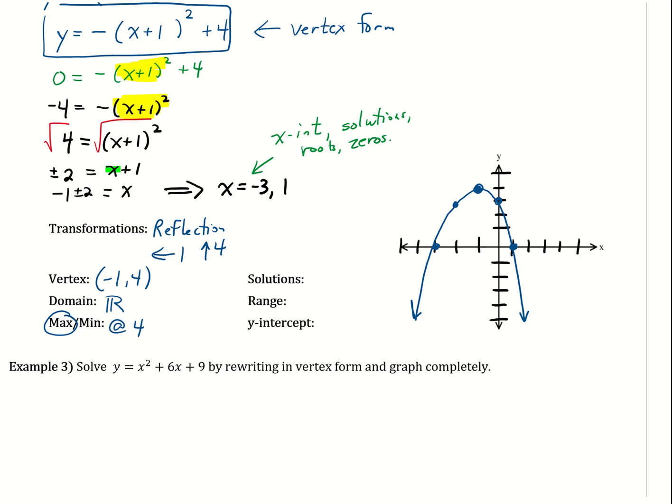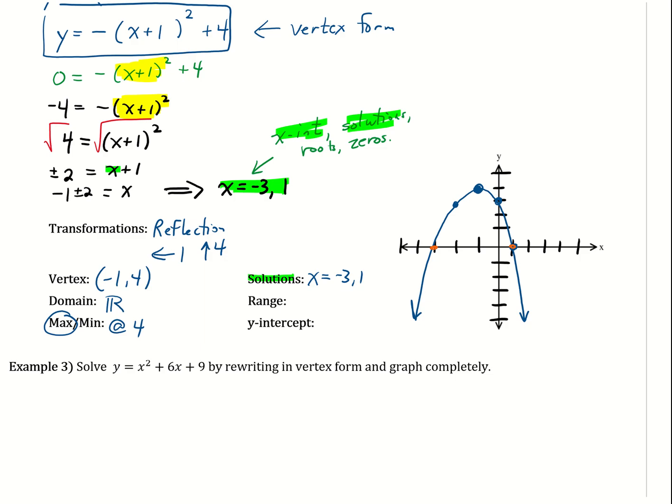The solutions, right? The solutions are the x-intercepts. Those are these numbers right here. So we're going to simply say that x is equal to -3 and 1. And if you look at the graph, here's -3, here's 1, which we were able to come up with graphically even if we weren't able to solve that equation.